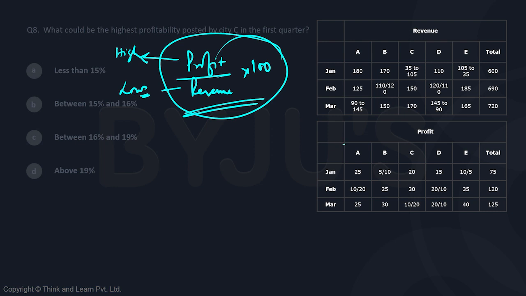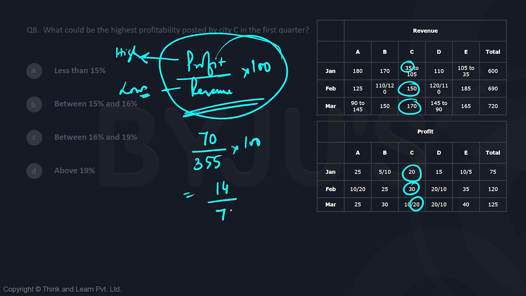What is the highest profit of C? Highest profit of C is 20 plus 30 plus 20. So that is equal to 70. What is the lowest revenue of C? 170 plus 150, which is 320 plus 35. 320 plus 35 is 355. Okay. If I cancel out them from 5, so 5 14s are 70 and 5 71s are 355.